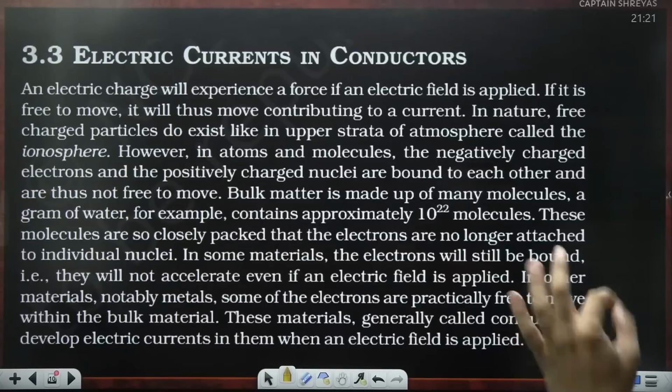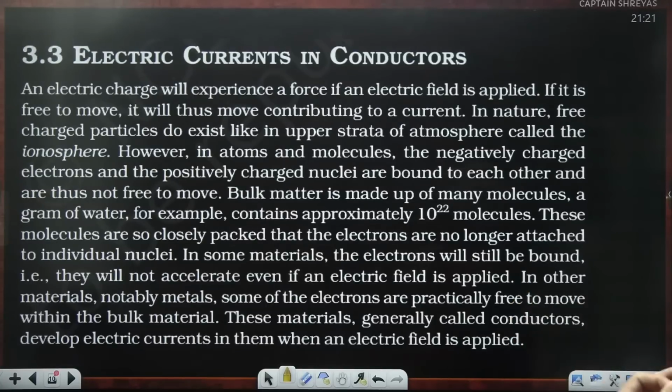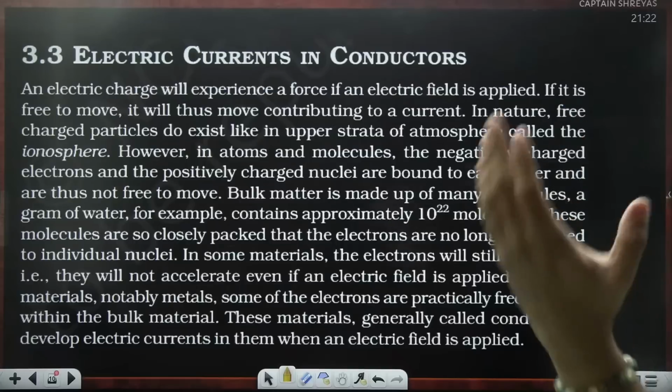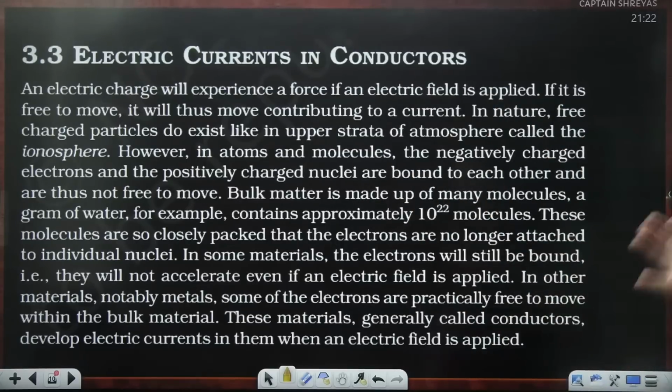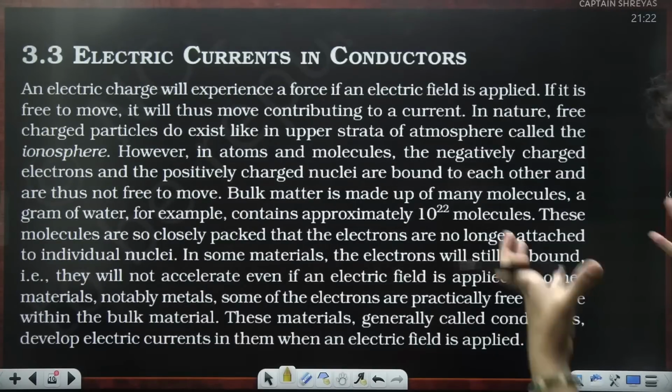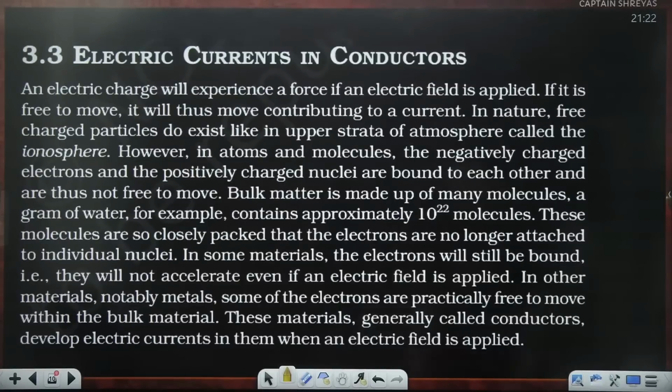In nature, free charged particles exist, like in the atmospheric strata, the ionosphere. However, in atoms and molecules, the negative charges, which are basically the electrons, and the positive charges, which are the nuclei, are bound to each other. Hence, they are not free to move. Bulk matter is made up of many molecules. In fact, a gram of water itself has so many molecules.